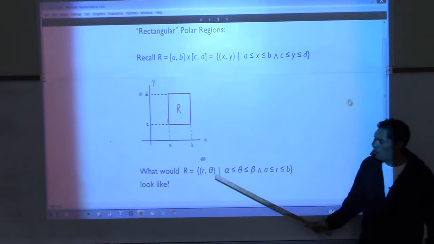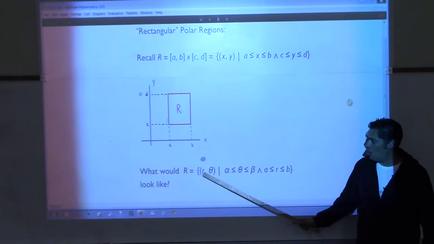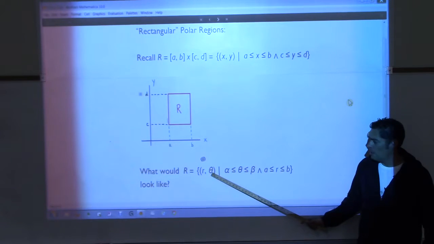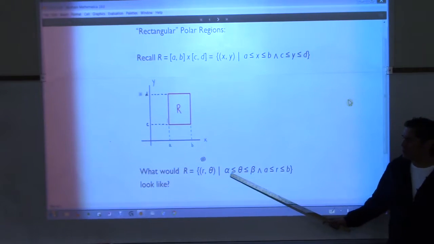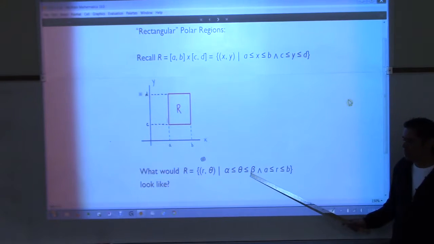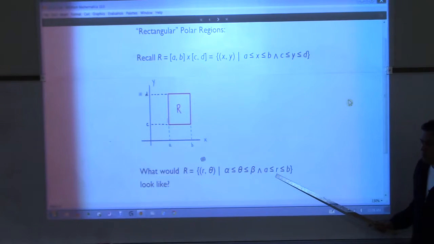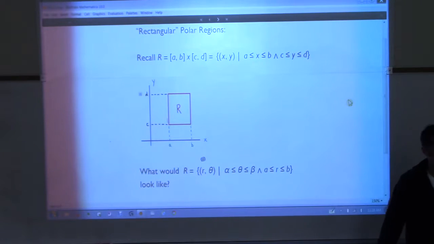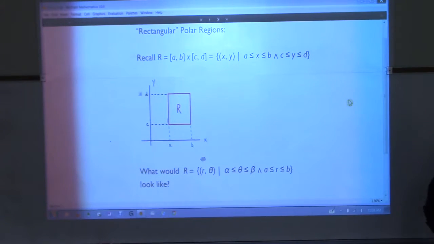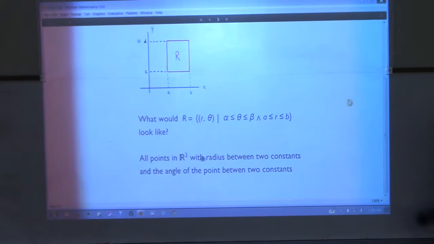So that would be all of the points r theta, where your theta is between two constants, alpha and beta, and your radius r is between two constants a and b. What would that look like? You have any visual idea of what that would be? Circle. It has something to do with the circle. Let's look at it, okay?